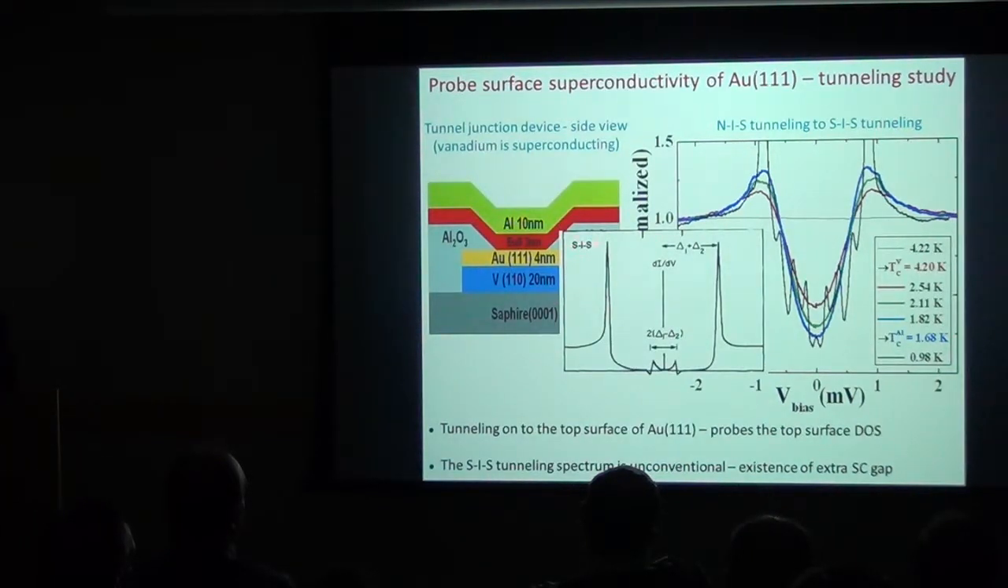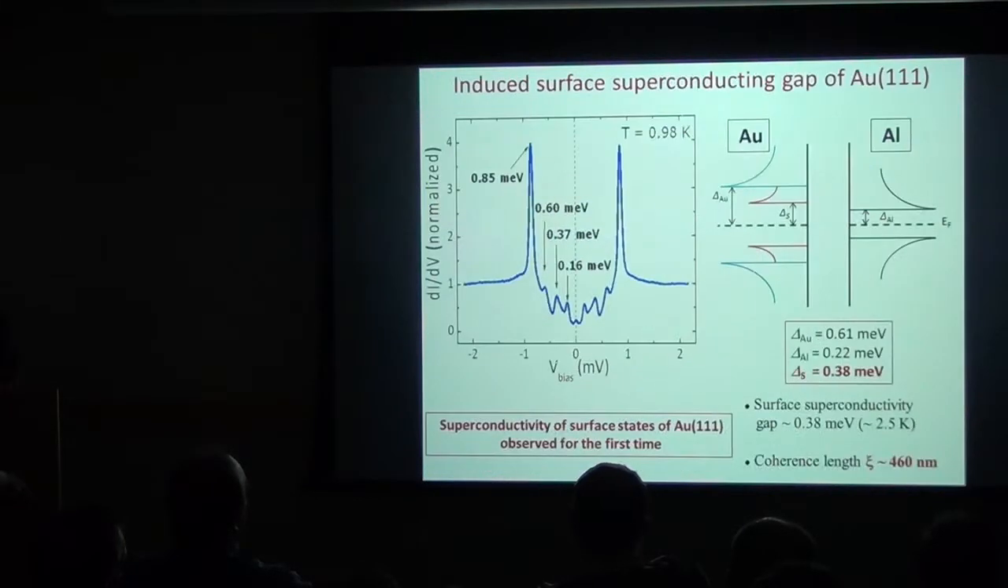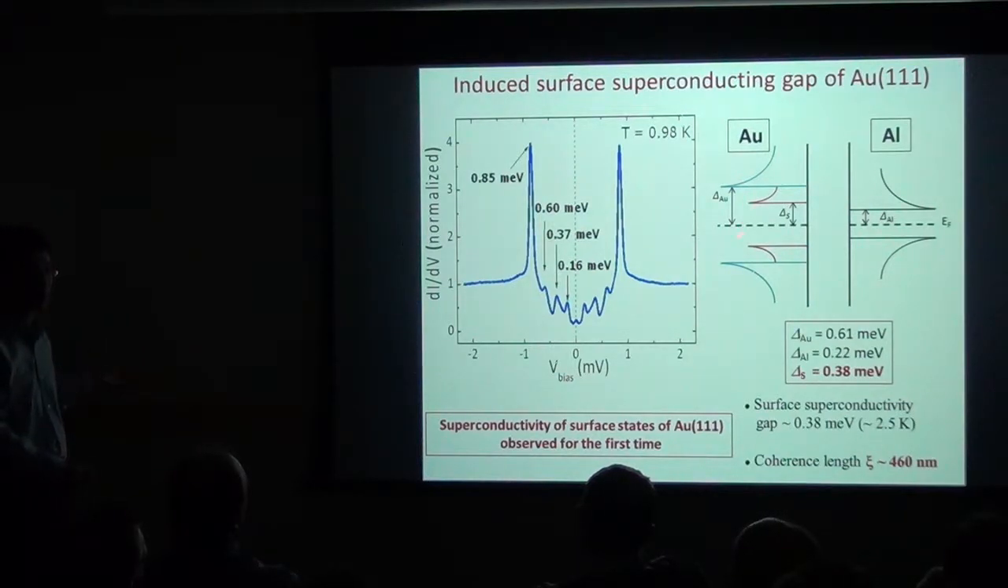Normally in this kind of two-superconductor tunnel junction, you will have a tunneling peak, with two peaks on each side of the bias voltage. However, what we see is that there are four peaks on each side of the tunneling conductance. Those four peaks correspond to one superconductor which has two gaps, and the other superconductor which has one gap. So that model is very simple. Aluminum has one gap, while the other side is a combination of gold and vanadium.